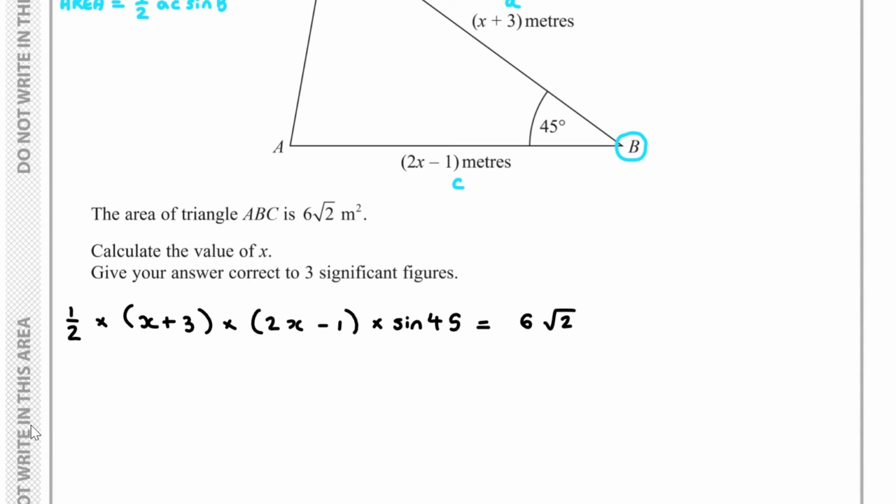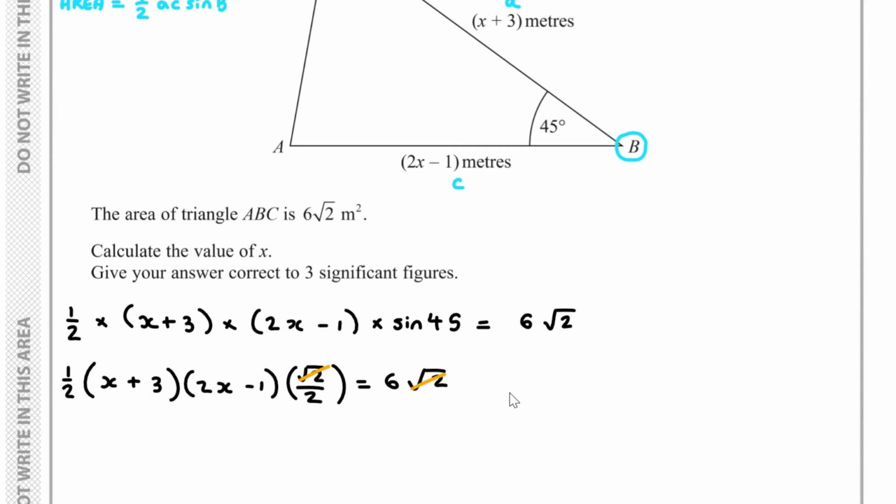So if we tidy everything up, we've got 1/2 lots of x plus 3 lots of 2x minus 1 lots of, well, sine 45 is root 2 over 2. And all of this is equal to 6 root 2. Now, happily for us, the root 2's cancel on both sides. And if I multiply through by 4, then on the left hand side we get x plus 3 lots of 2x minus 1 equals 6 times by 4, which is 24.